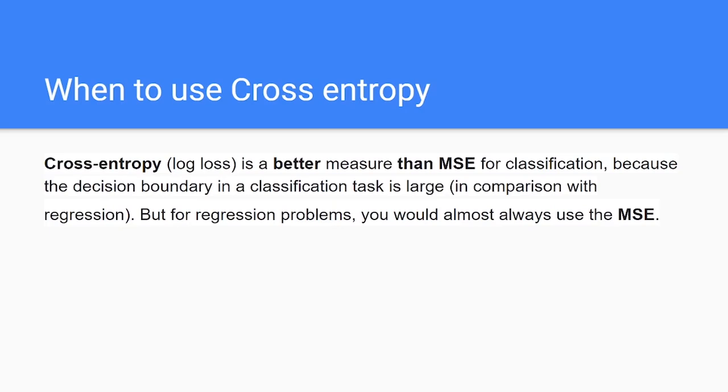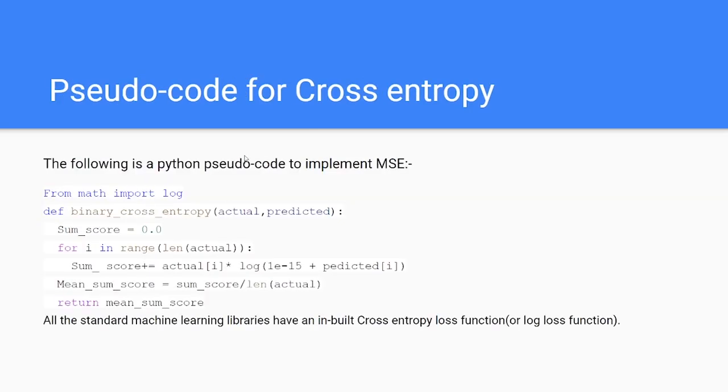So this is the Python code to implement cross entropy or log loss. It's similar to mean squared error, just that the loss function is replaced with the log loss, that is the actual into log of the predicted. This function has been changed. Everything else is the same, as we initialize the sum to 0 and then loop through all the outputs and then find the mean of the sum at the end.